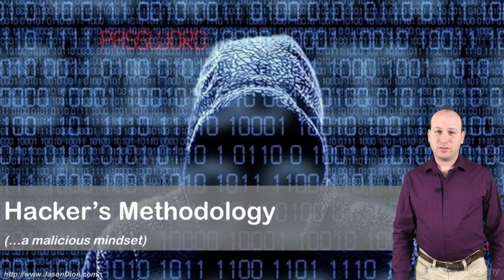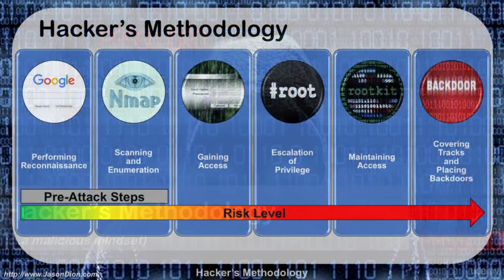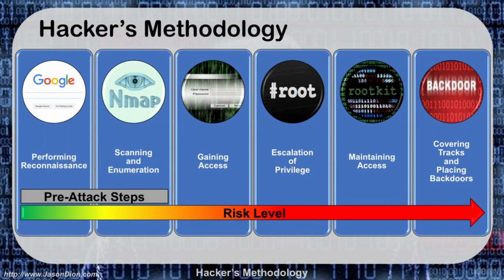Hacker's methodology, a malicious mindset. In this lecture, we're going to talk about the different steps of the hacking methodology. There's 6 steps to the hacker's methodology. We're going to perform reconnaissance, scan and enumerate the network, gain our access, maintain our access, and then we're going to place backdoors and cover our tracks on our way out. These are the 6 steps that every hacking evolution tends to go through. We're going to cover each of them in detail further, and then we'll show you tools and techniques to use those. But in this lecture, we're just going to talk about a brief overview.